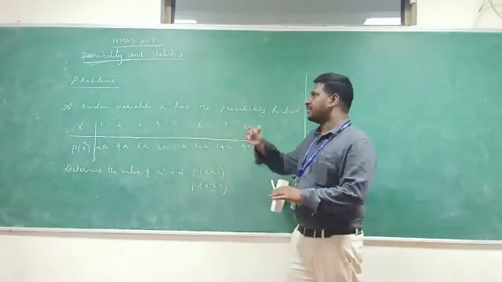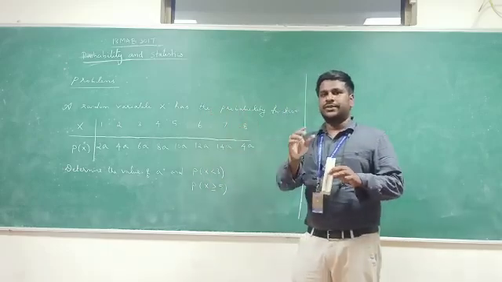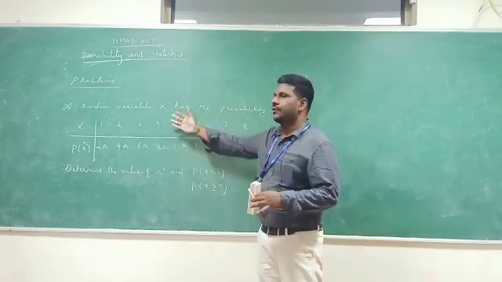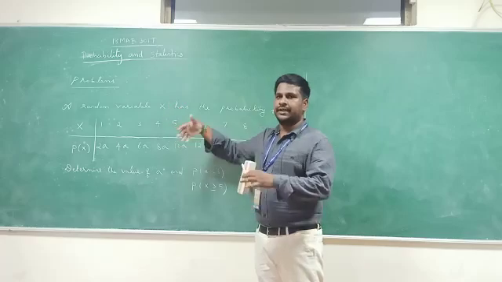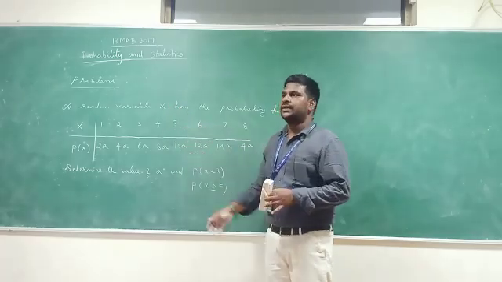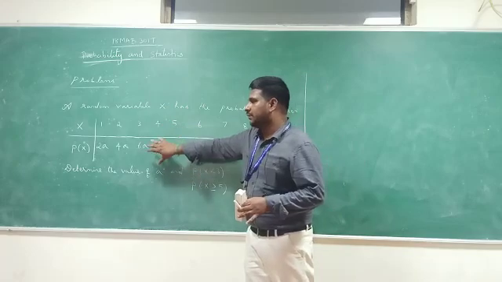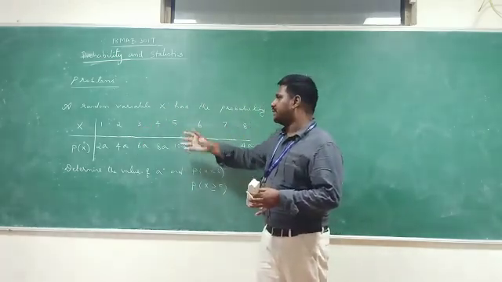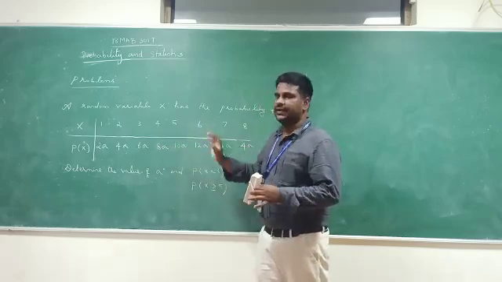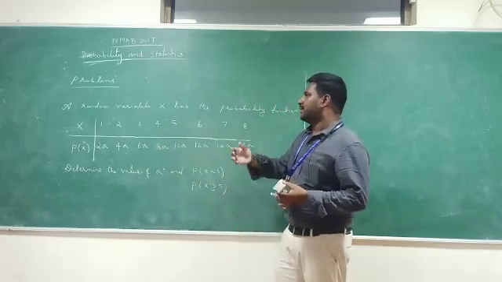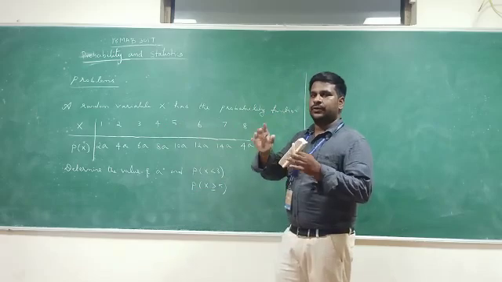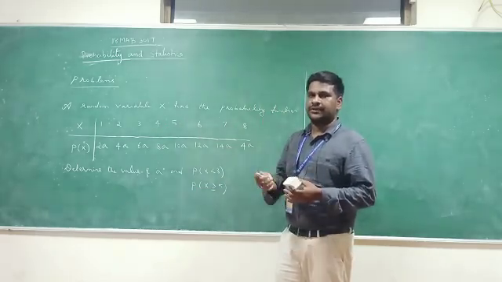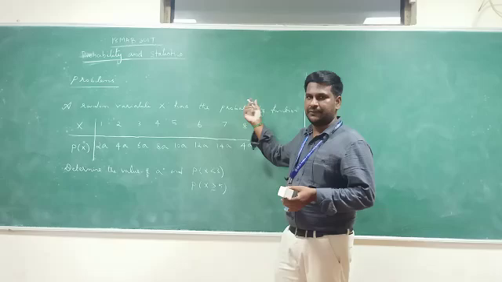Okay. Before solving that problem, you must verify whether the variable represented is discrete or continuous. Here we have a limited number of values, therefore obviously this is a discrete random variable. Discrete random variable means, what are the conditions going to be satisfied? That is the probability mass function conditions.